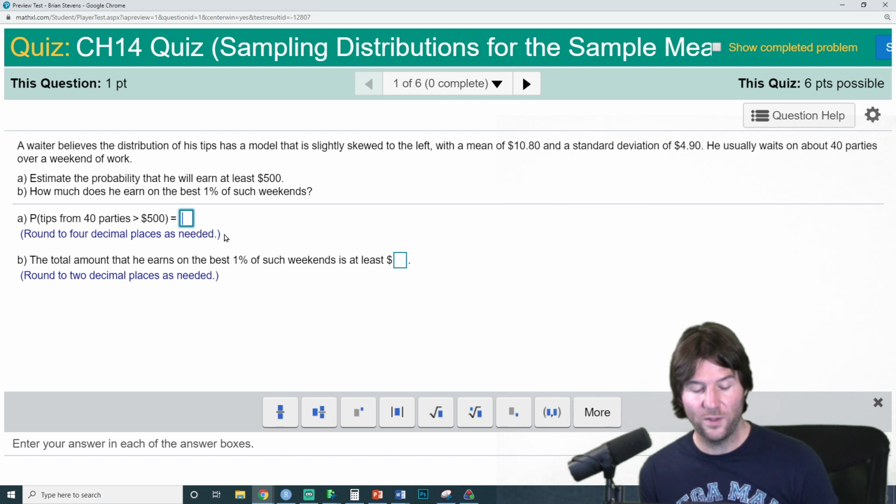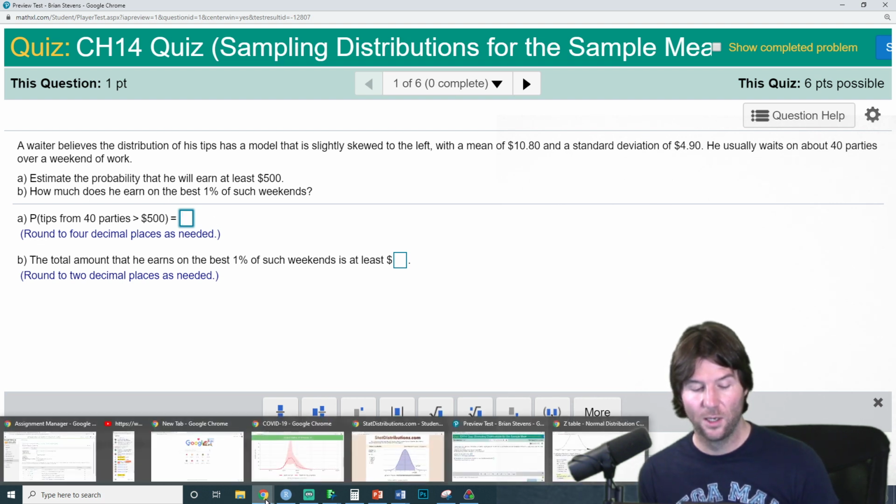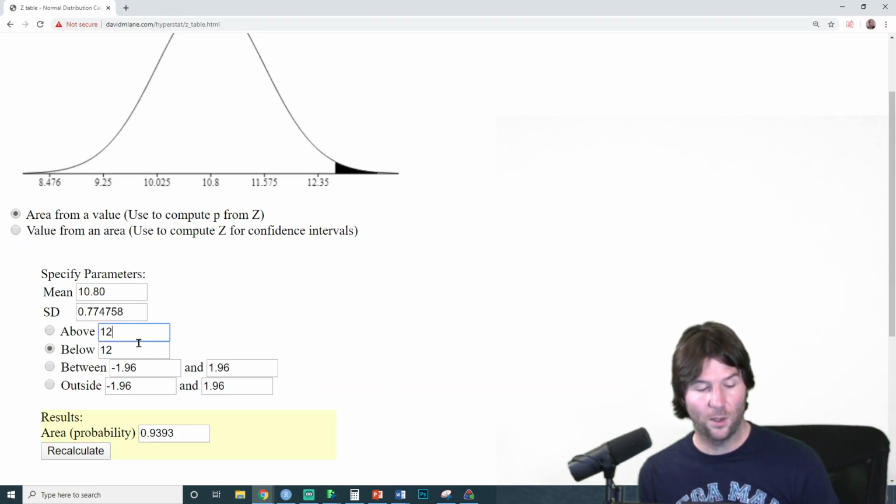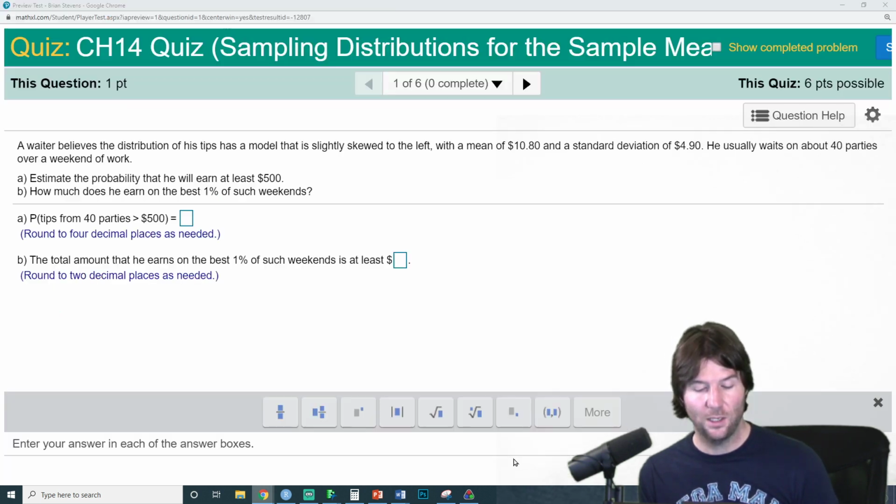So we need to make 1250. Now we're not going to put 1250 in there. We're going to go to the applet and we're going to go above 1250, because if we make above an average tip of 1250, then we would make our $500. So we go back to here and we put this in, and then we go right there, and we're good to go on that. So we've got this right here, 4 decimals good.